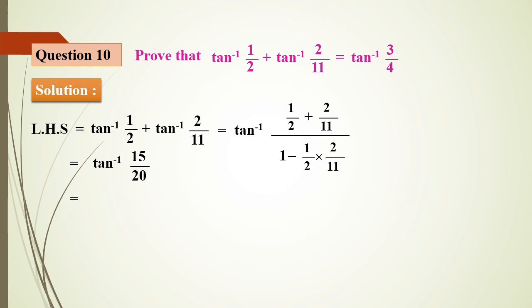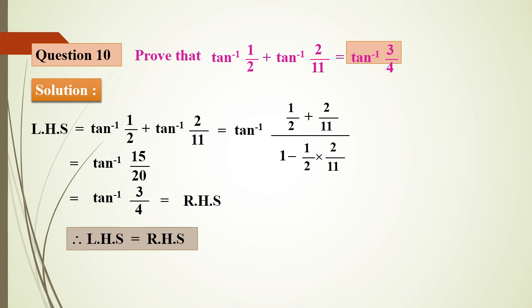How is it 15 by 20? See, 11 ones are 11, 2 fours are 4. 11 plus 4 is how much? 15 divided by 22. 22 ones are 22 minus 2 is how much? 20. 20 divided by 22. So 22 from the numerator side and 22 from the denominator side get cancelled, then just 15 by 20 will be remaining. So cancel the numerator as well as denominator terms, that is 5 3s are 15, 5 4s are 20. So what result you required, that you have got right now. So tan inverse of 3 by 4 will be the RHS result of the given problem. Okay, so LHS is equal to RHS.